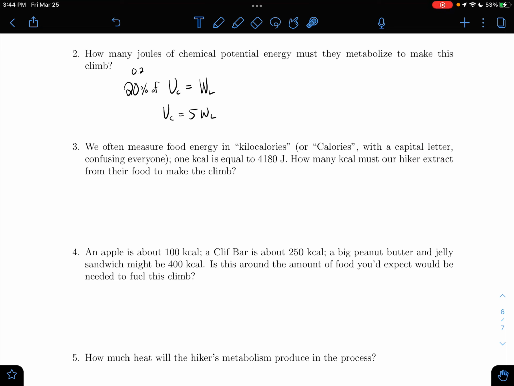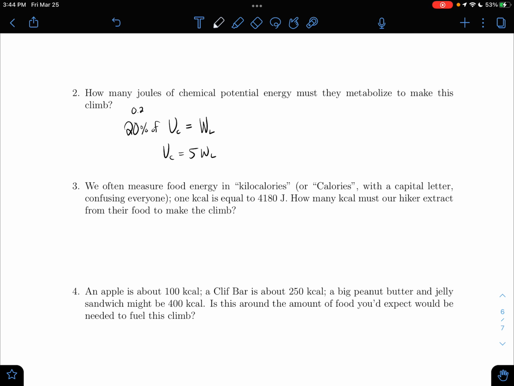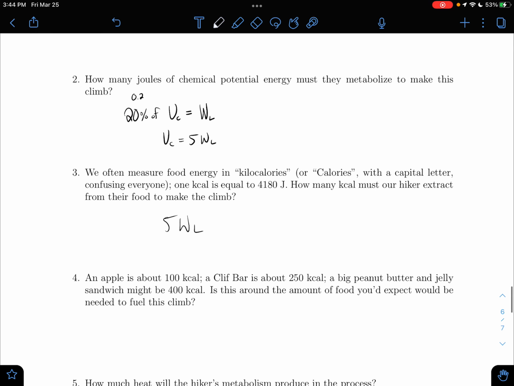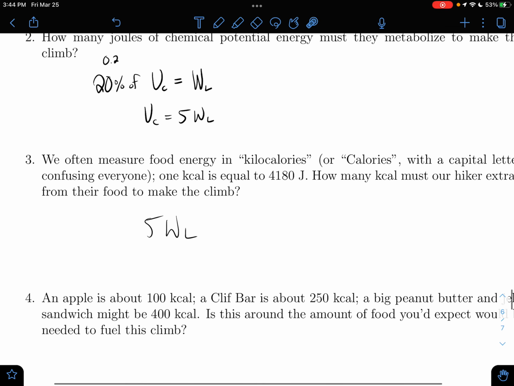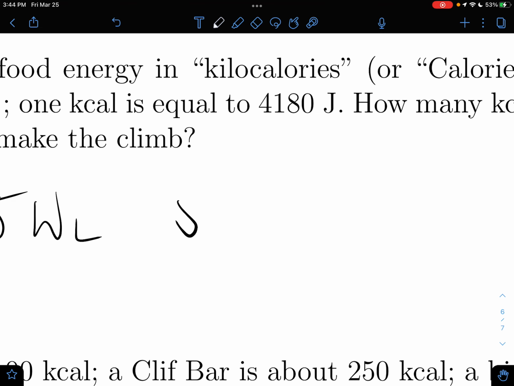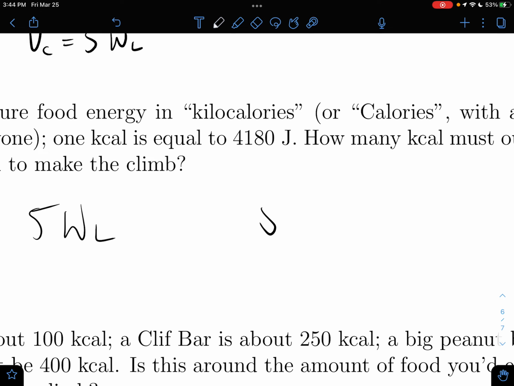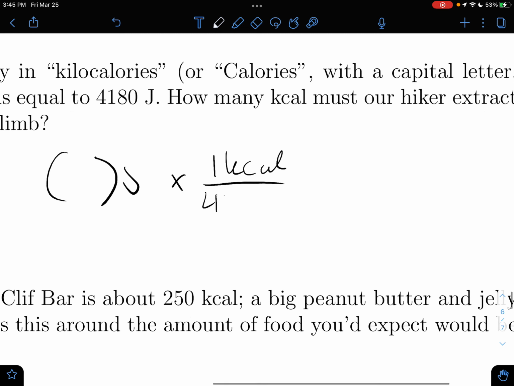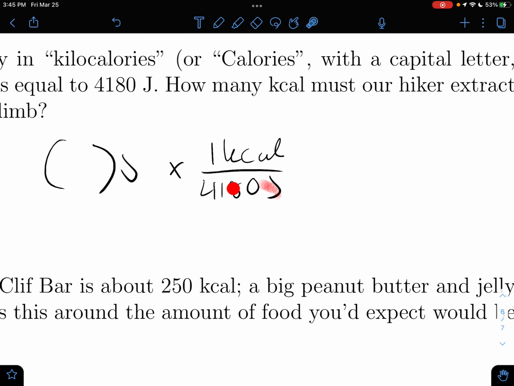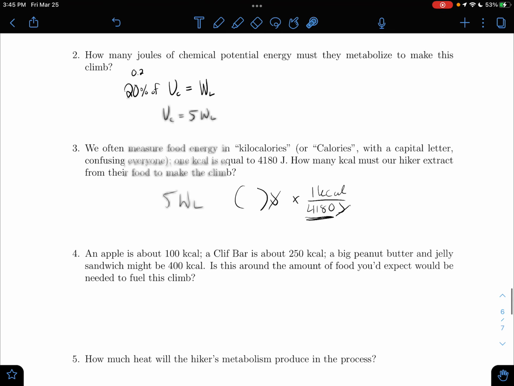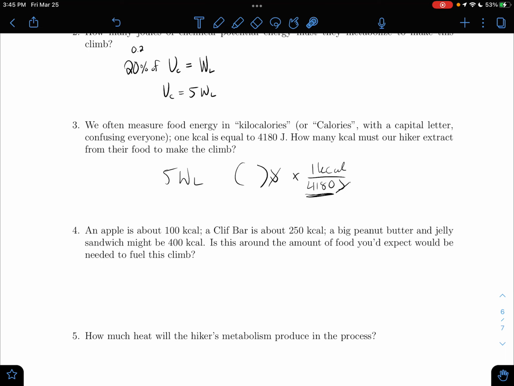Now we do some unit conversions. We do pretty much the same thing, where we have how much chemical potential energy needs to be metabolized, 5 times that, and we want how many kilocalories from food. This is going to give us an answer in joules, and then we multiply by 1 kilocalorie is 4180 joules. Since this is equal to this, technically I'm just multiplying by 1, but it's getting rid of the joules. So I'm just dividing by 4180, and that's going to give me my answer in kilocalories, which I also did not punch into my calculator. All good.